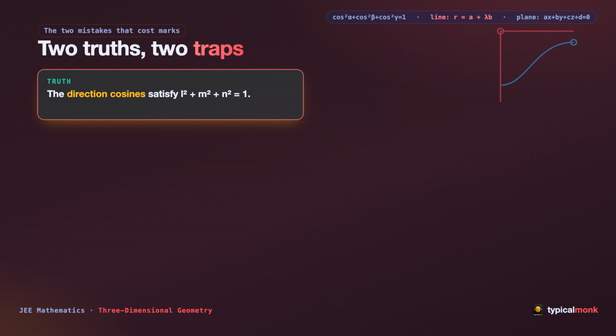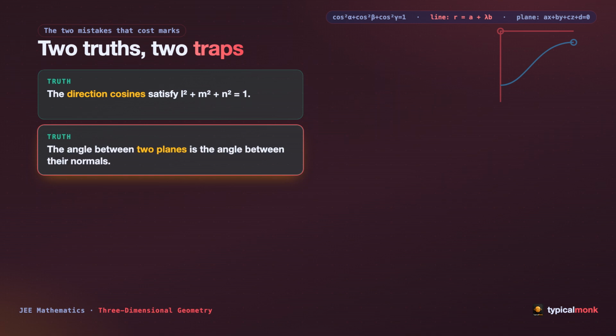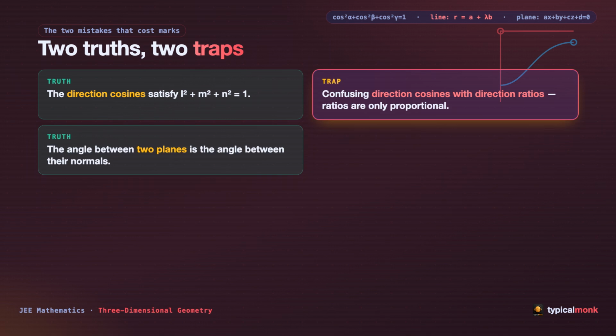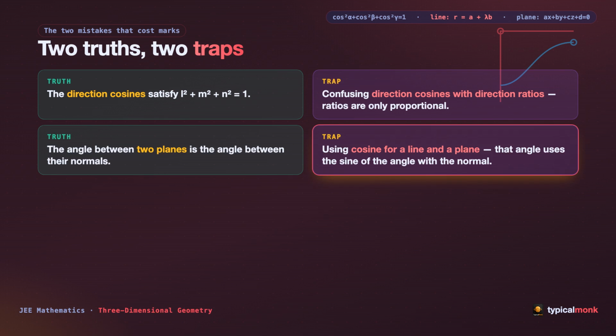Now the two mistakes that quietly cost marks. The truth: the direction cosines satisfy L squared plus M squared plus N squared equals 1. The trap: confusing direction cosines with direction ratios. The ratios are only proportional, not the cosines themselves. The second truth: the angle between two planes is the angle between their normals. The second trap: using the cosine for a line and a plane. That angle uses the sine of the angle the line makes with the normal.